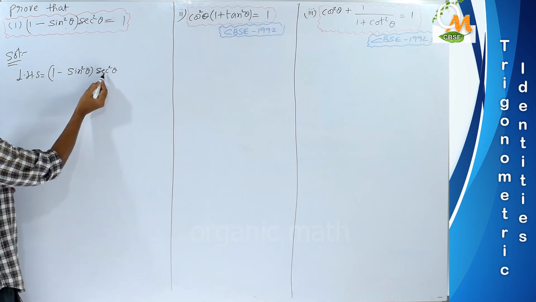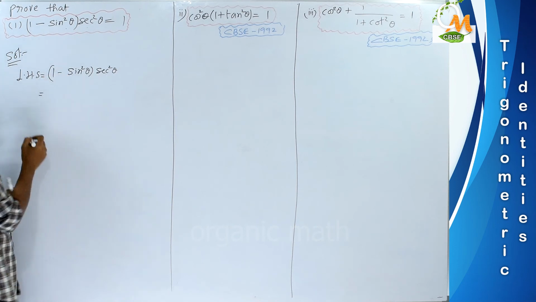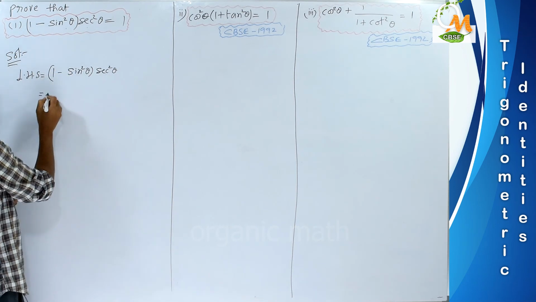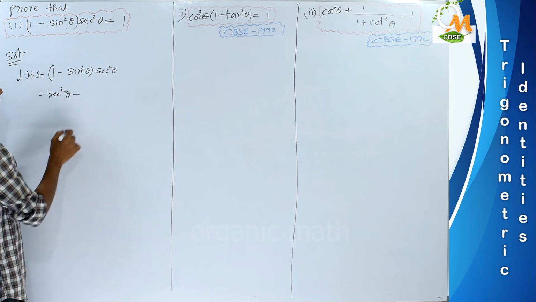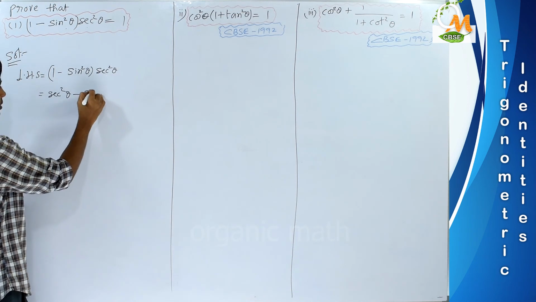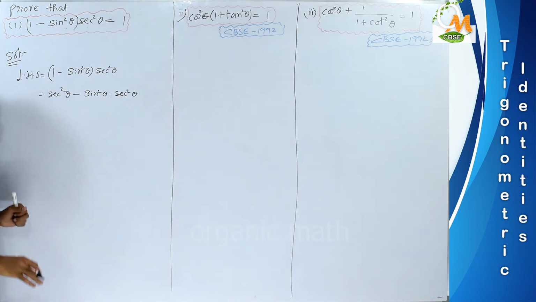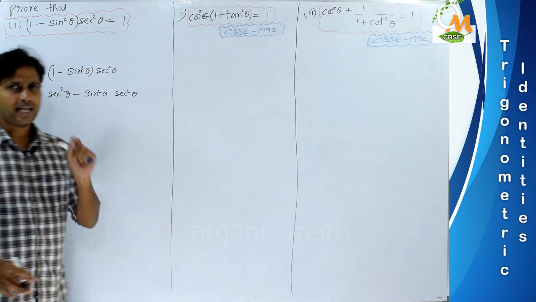Now, let me multiply this secant square theta with every term of this inside bracket. Okay, secant square theta into 1, secant square theta, minus sine square theta into secant square theta. Now, just let me do one small arrangement.